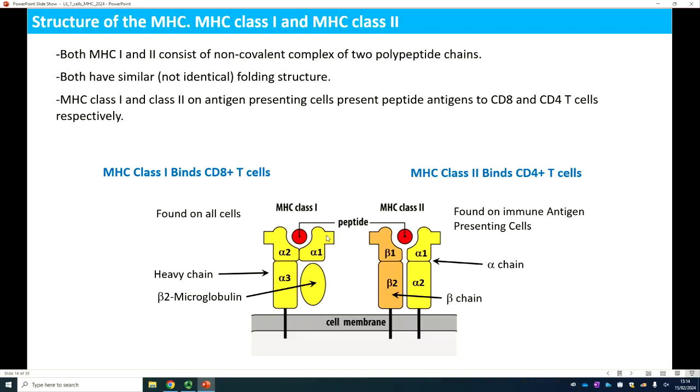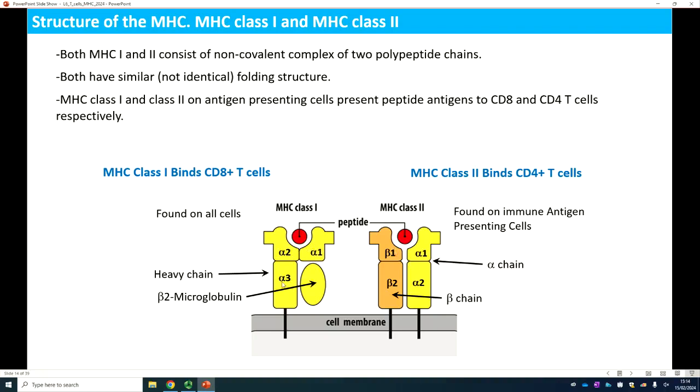When it comes to MHC class 1, you can see we've got our antigen in red here, and it's binding in this peptide groove. We've got the heavy chain. The heavy chain in MHC class 1 is alpha 1, alpha 2, and alpha 3. And the peptide groove is between alpha 1 and alpha 2. In MHC class 2, we've got an alpha chain and a beta chain, and the peptide groove is between alpha 1 and beta 1. So very similar structure, but slightly different. An easy way to remember is MHC class 2 has two chains, okay?